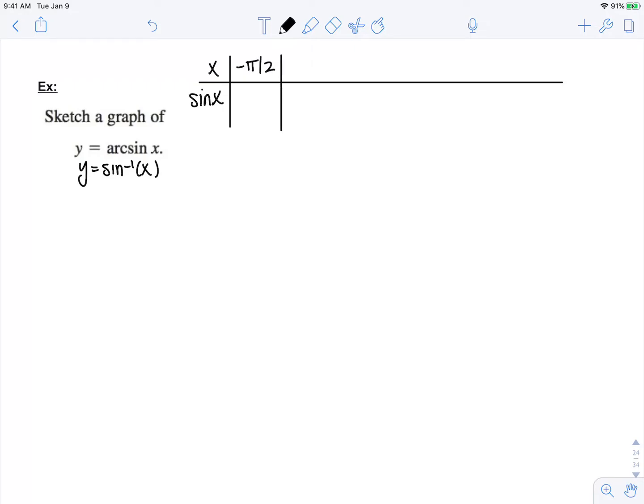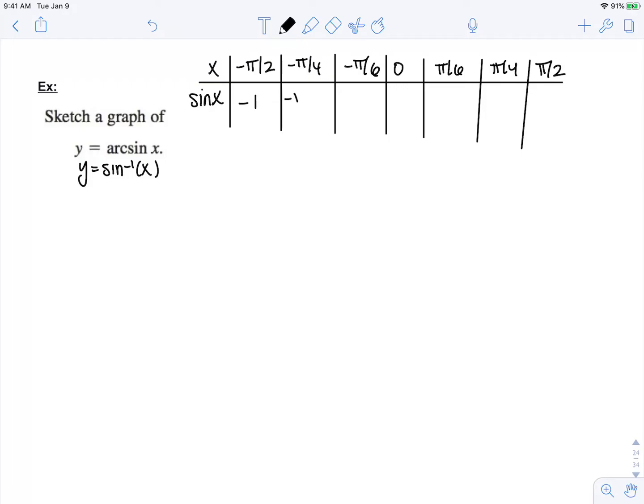So I'm going to pick some angles in there. Negative pi over 2, negative pi over 4, negative pi over 6. These are all angles from my unit circle. 0, and then pi over 6, pi over 4, pi over 2. So I know from my unit circle that sine of negative pi over 2 is negative 1.